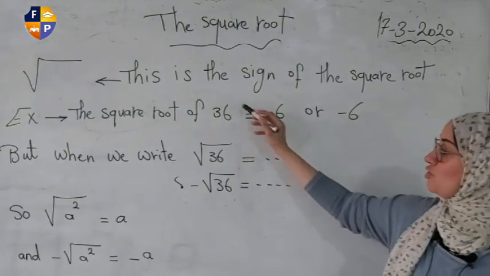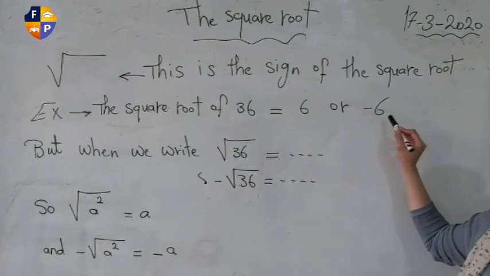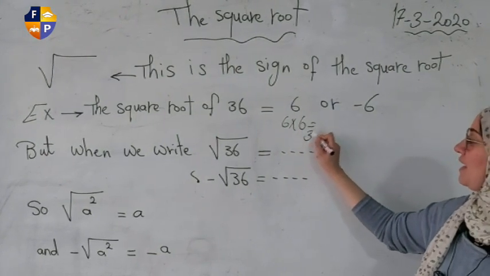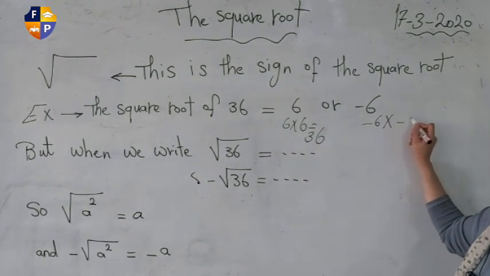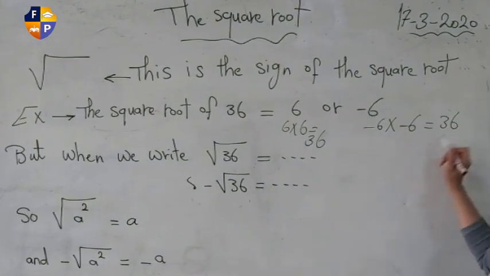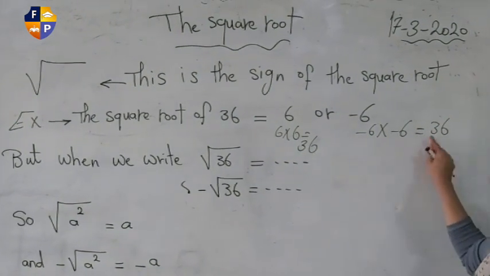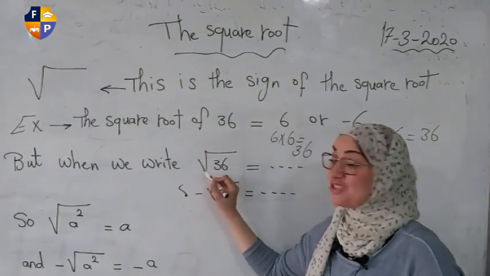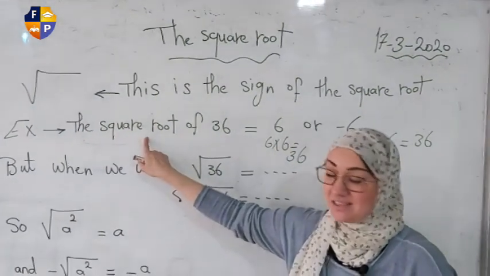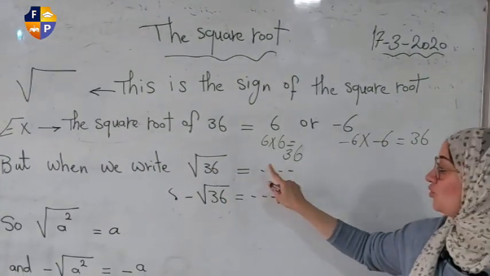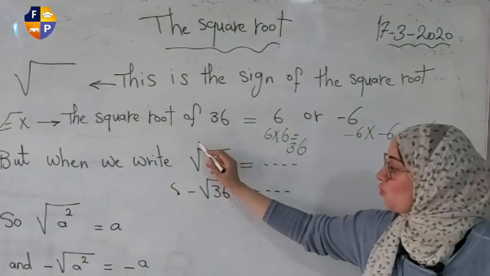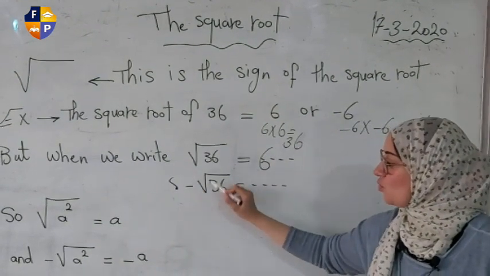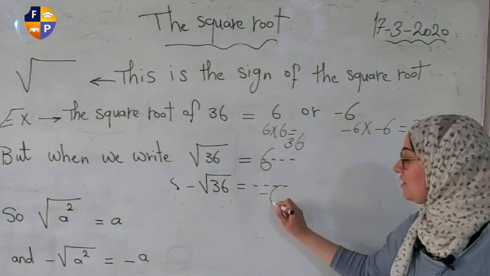So the square root of 36 equals 6 or negative 6, because 6 times 6 equals 36, and negative 6 multiplied by negative 6 equals 36 also, because negative times negative equals positive. But take care, when we write the square root as a sign, not as a word like this, here I want to write the positive one. The square root of 36 here equals 6, but negative square root of 36 equals negative 6.